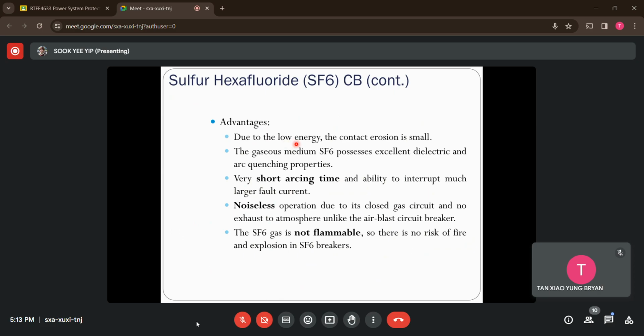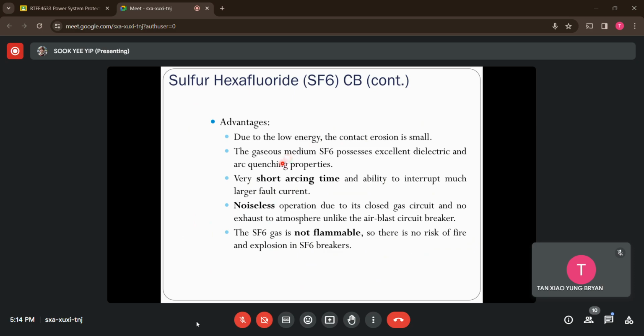So with such a case, the arcing energy produced will be low as well. So now the contacts of the breakers will not be damaged so soon. So the contact erosion will be much smaller. So that is the first advantage.